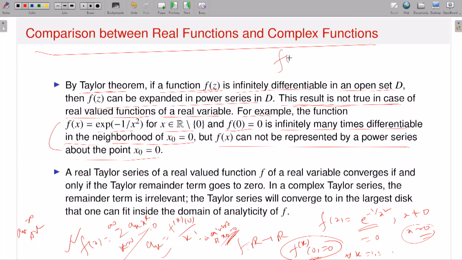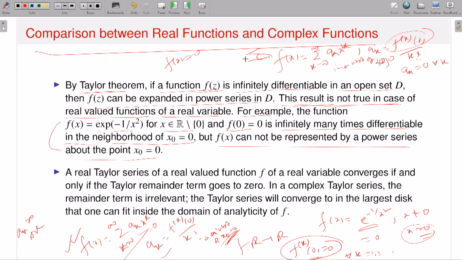So if I assume that I can write my function in terms of a power series around the point x naught equal to 0, then f of x should be exactly equal to the sum over k from 0 to infinity of a_k x to the power k, where a_k is the kth derivative of f at 0 divided by factorial k. But I already claimed, or you can check, that a_k is equal to 0 for all k, because the kth derivative of f at 0 is 0 for all k. So this equality holds in a neighborhood of the point 0. Therefore you will have f of x equal to 0 if I assume that f has a power series expansion in a neighborhood of 0.